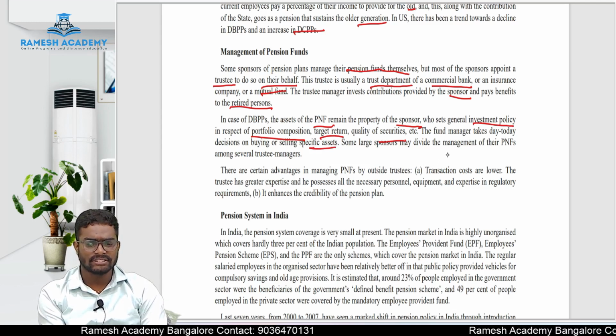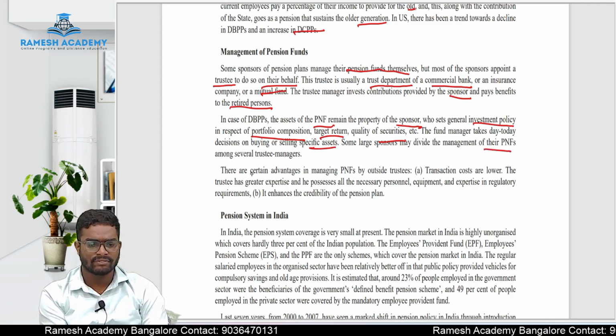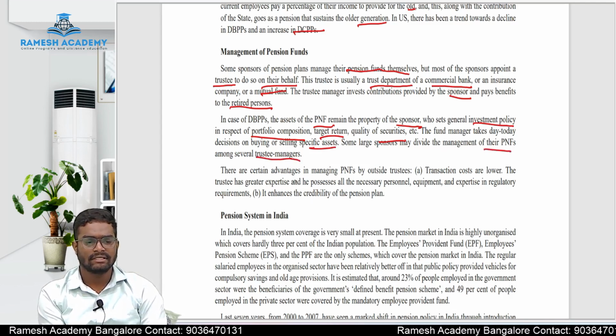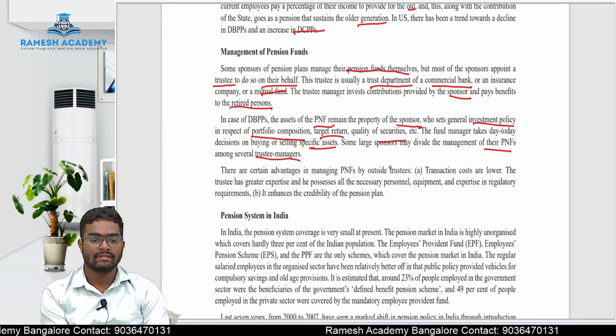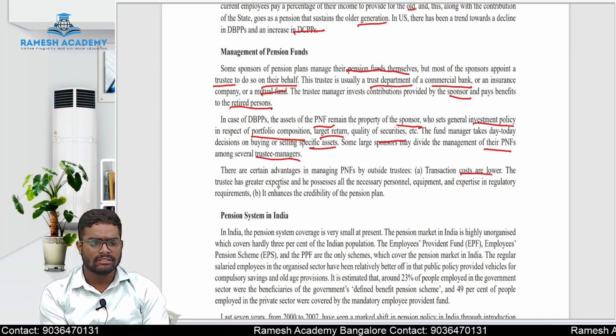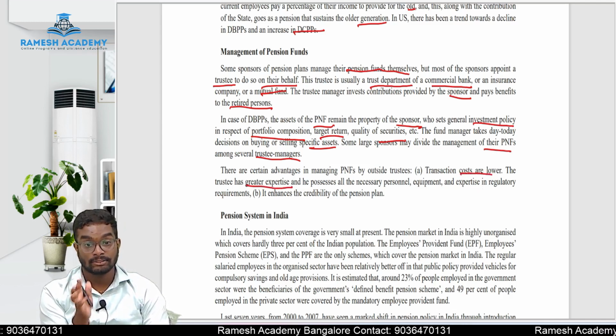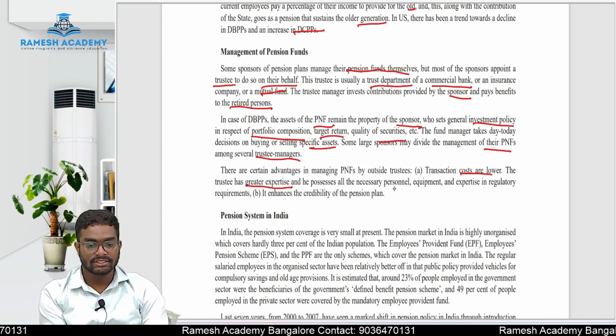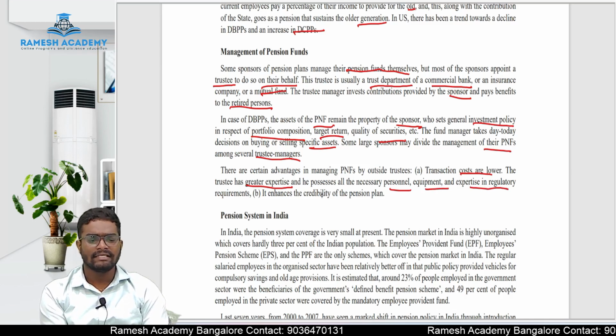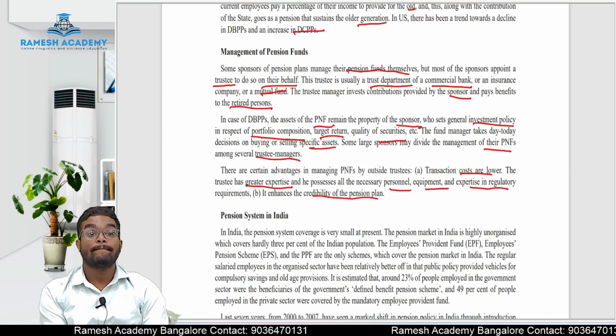Some large sponsors may divide the management of their PNFs among several trustee managers. There are certain advantages of managing PNFs by outside trustees, because transaction costs are lower, the trustee will have great subject matter expertise, and he possesses all the necessary personnel and expertise in the regulatory requirements, and he enhances the credibility of the pension plan.